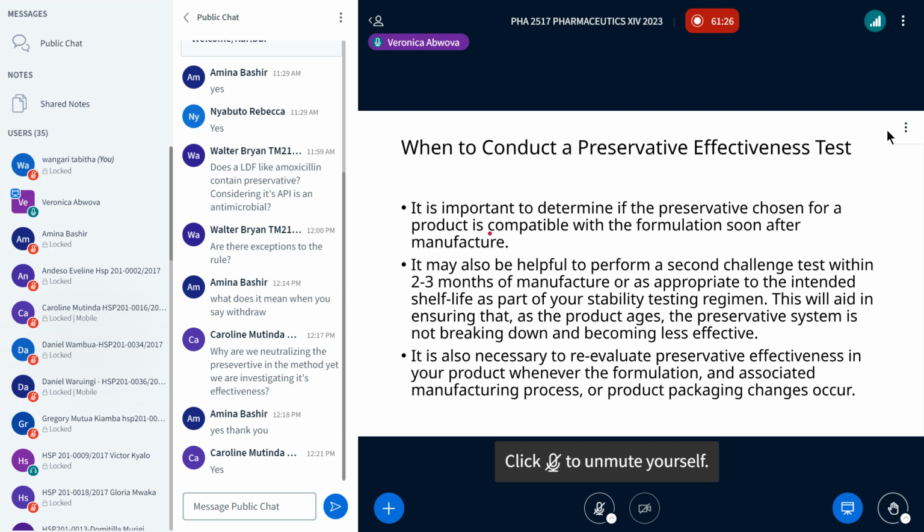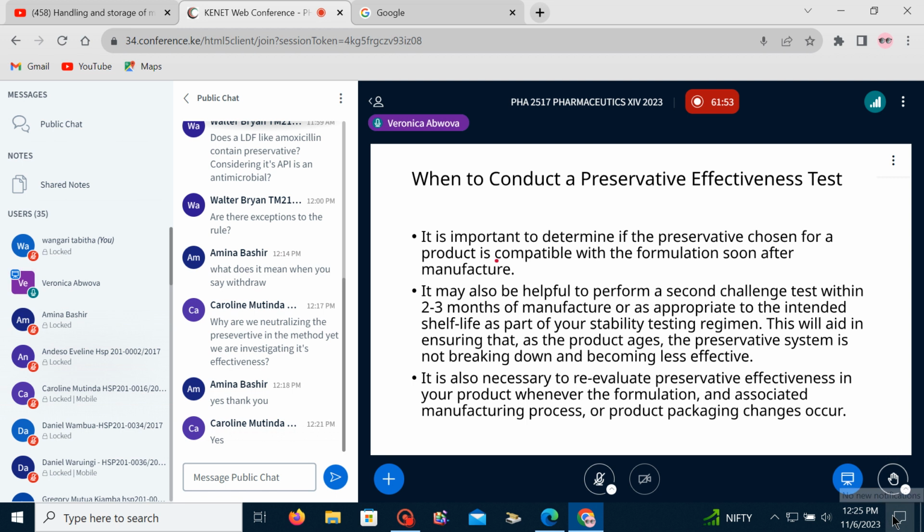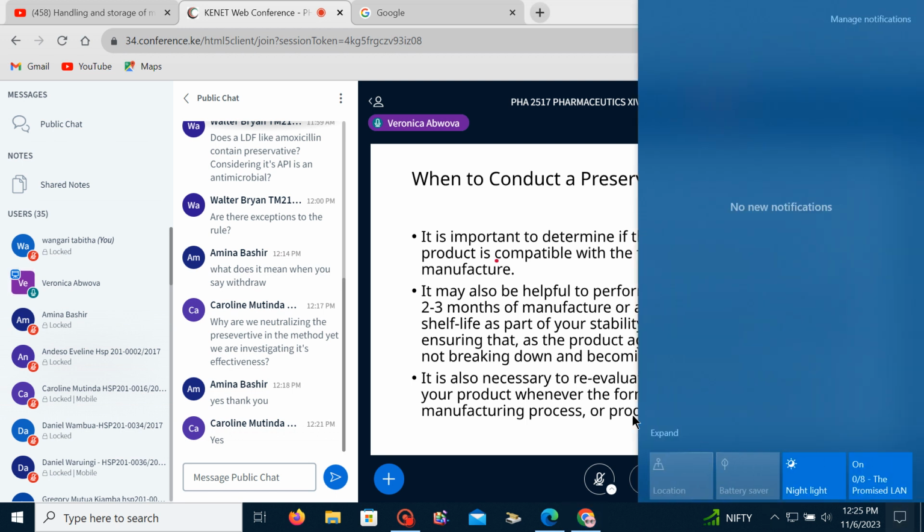Again, it may also be helpful to perform a second challenge test within 2 to 3 months of manufacture or as appropriate to the intended shelf life as part of your stability testing regimen. Okay, so this will aid in ensuring that as the product ages, the preservative system is not breaking down and becoming less effective. So we've talked about after formulation. Immediately after formulation, you want to see whether the preservative is compatible.